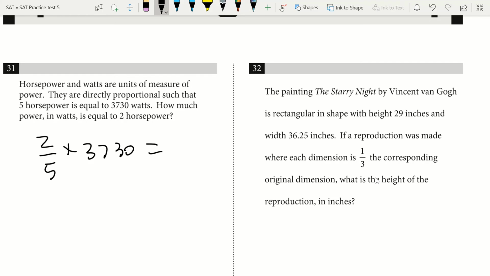All right, so we do that, we get 2 over 5, the same as 0.4, times 3730, and we'll get 1492. That'll be our answer. That's how many watts are in 2 horsepower.